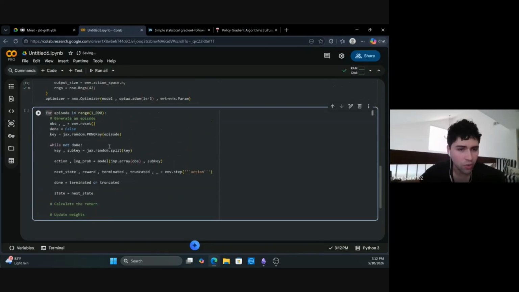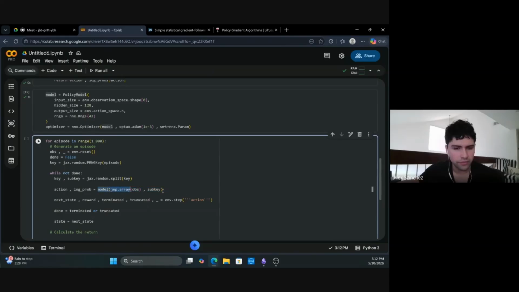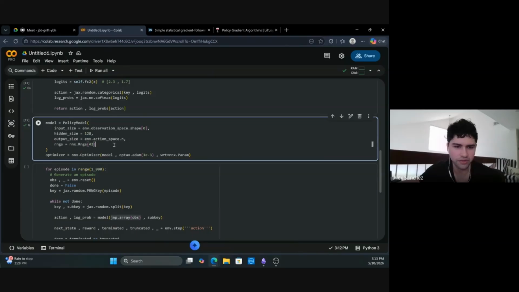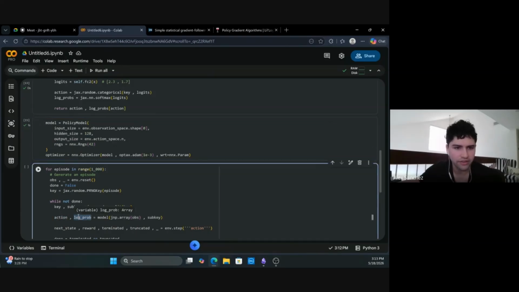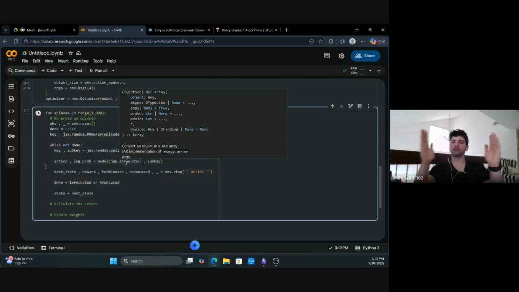And yeah, so now this model, what we pass is a JAX numpy array of the observation of our state in our current environment, and the subkey to our model. Then what happens is, this is the input, right? We pass it, and then the output is of size n, whatever. This is our action and our log probabilities.